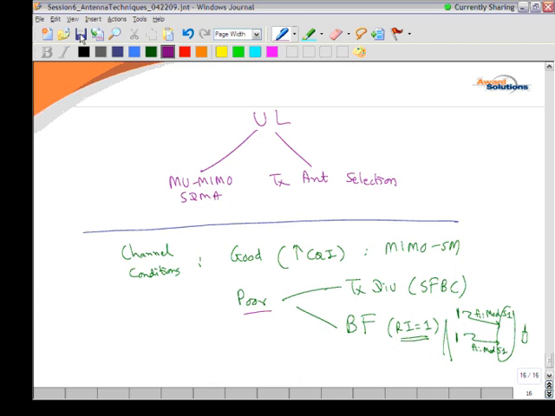Any questions? So let's unmute the bridge, please. The conference has been unmuted. Okay, any questions related to the antenna technique? Oh, just the background noise.